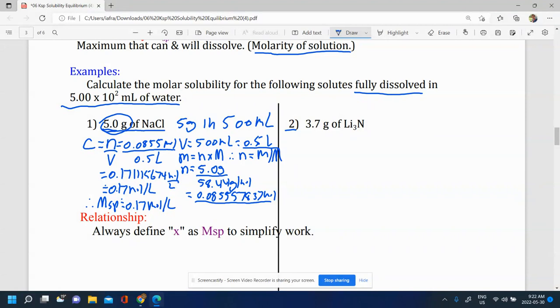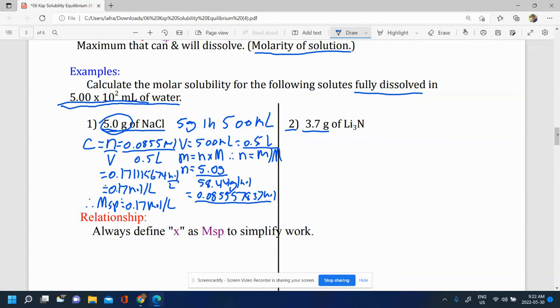Calculate the molar solubility using the same volume of water for lithium nitride. Pause the video, try it, then unpause to check if you're on the right track. So remember, we're asking you for molar solubility. We can dissolve a maximum of 3.7 grams in 500 mL of water, but that's not the molar solubility. You want to represent this in moles per liter.